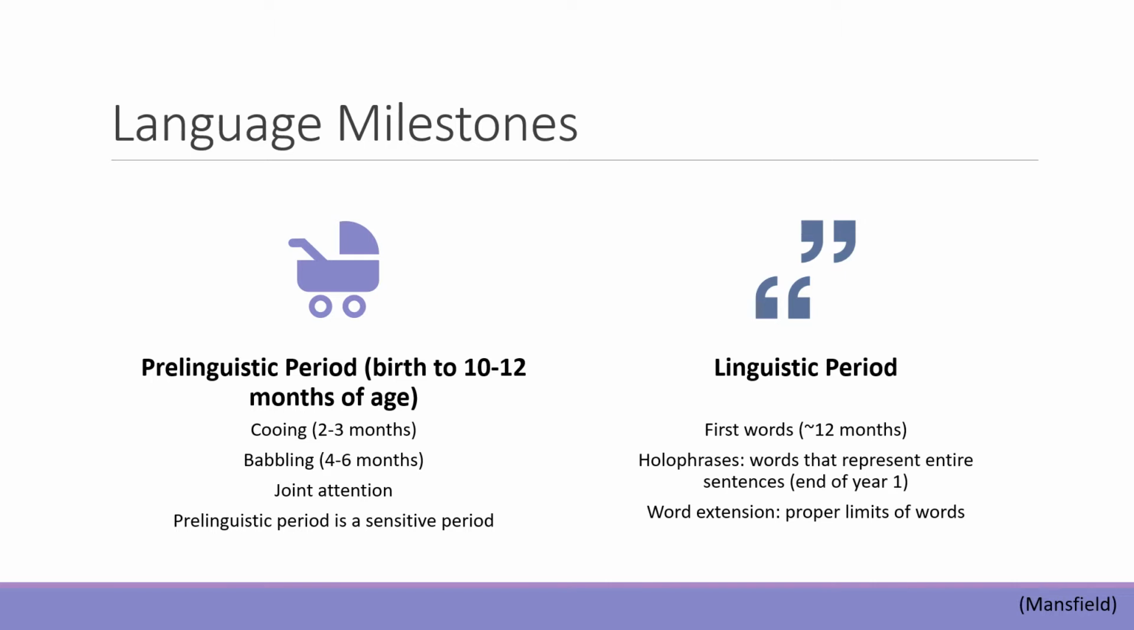Language development is often broken up into two periods: prelinguistic and linguistic. The prelinguistic period extends from birth to 10 to 12 months of age. In this time period, babies produce sounds that resemble language. From 2 to 3 months, babies do cooing, which tends to be a bunch of vowel sounds strung together. Babbling follows and allows the addition of consonant sounds and usually occurs between 4 and 6 months.